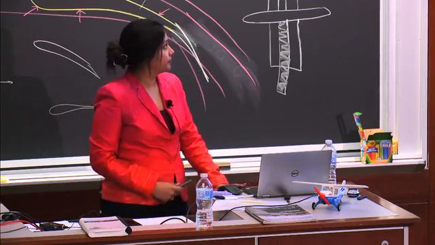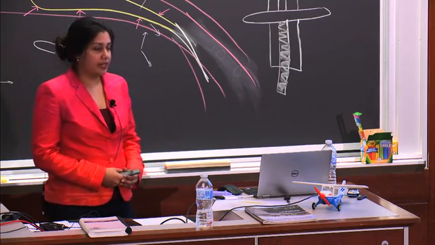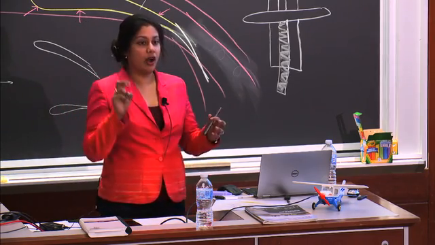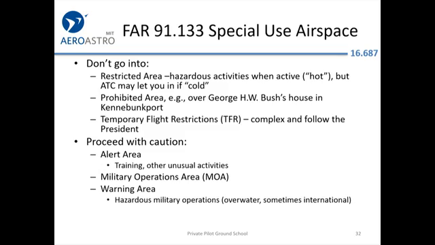Good question. Okay, so restricted areas. Some restricted areas are either hot or on, or they're cold and they're not active. So you only have to avoid a restricted area if it's hot. If you're already in communication with air traffic control, you can just ask them if a particular restricted area is active or not. There are also some prohibited areas, like over presidents' houses.